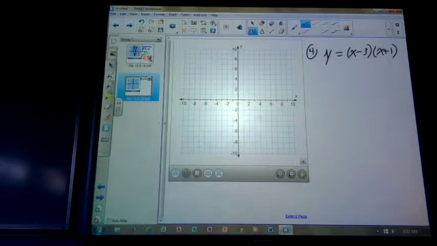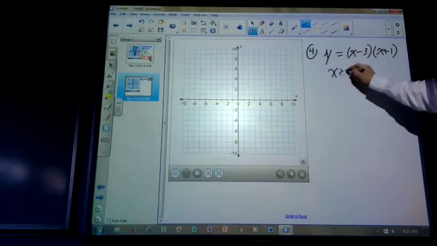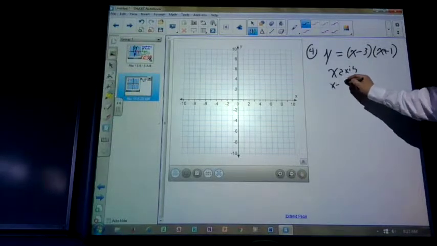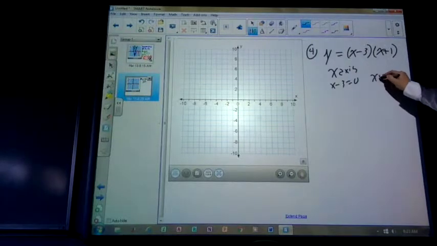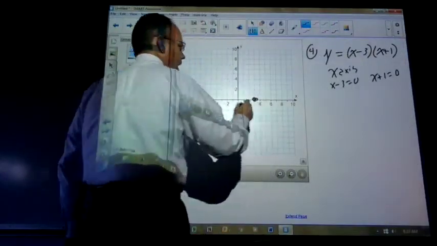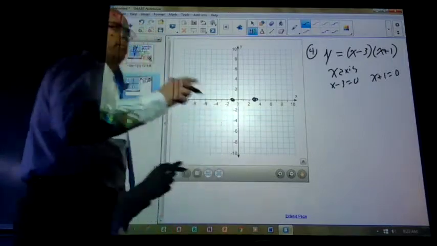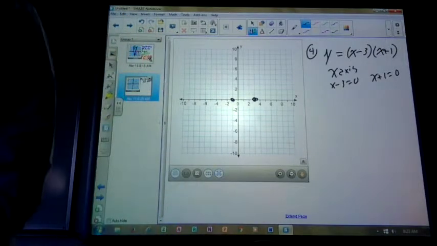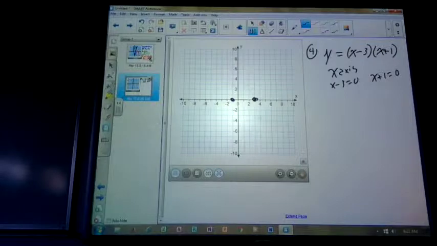This one's a little different than the ones we'd worked on. This one tells us where it crosses the x-axis. Okay, this tells us the x-axis crossing pretty easily. If you set each of these equal to 0 and solved each of these, you would get +3 and -1. But that's not the vertex. That's just where it crosses the x-axis. Agreed?